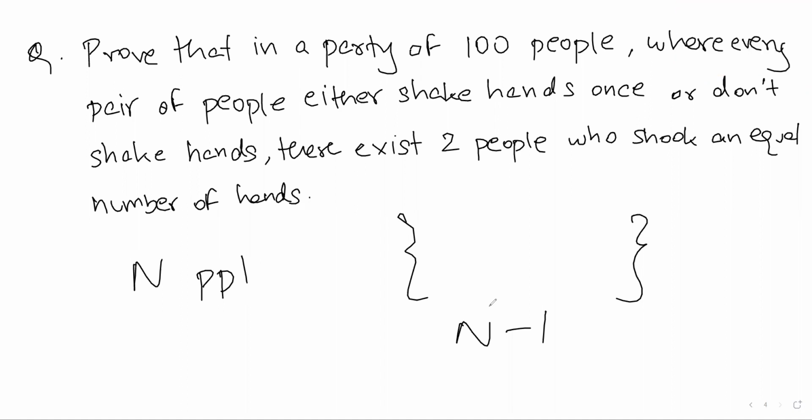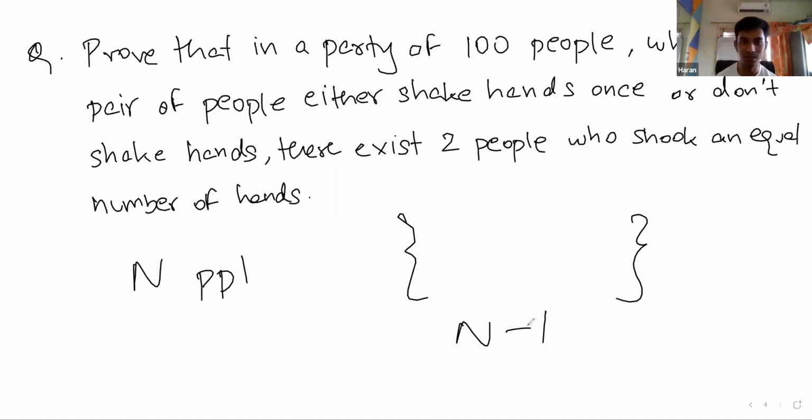The minimum is 0. So everyone must have shaken at least 0 hands. What about the maximum? The maximum is 99. You shake everybody's hand. Exactly. Because this is not something that people usually do, right? Shake hands with themselves.